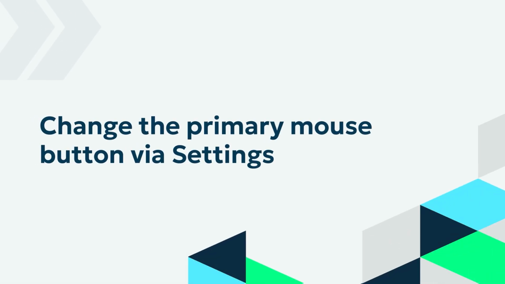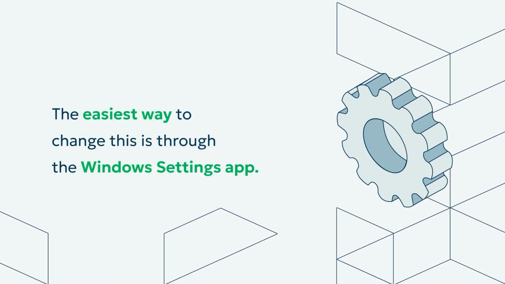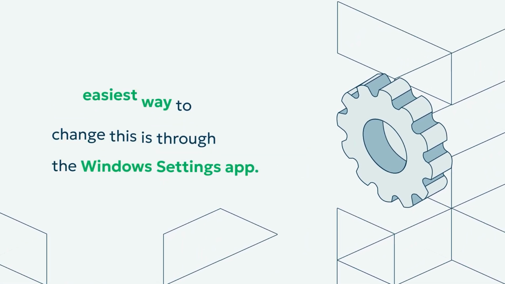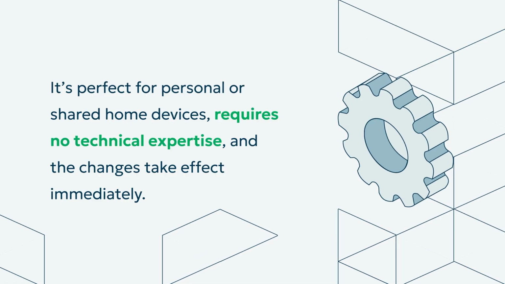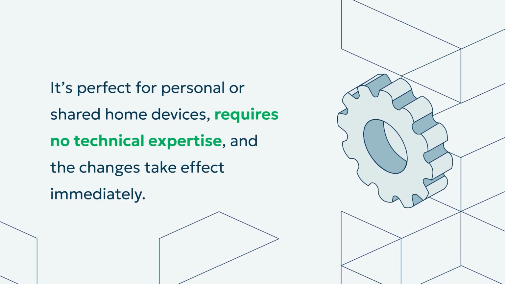Method 1. Change the primary mouse button via settings. Let's take a look at the first method. The easiest way to change this is through the Windows Settings app. It's perfect for personal or shared home devices, requires no technical expertise, and the changes take effect immediately.